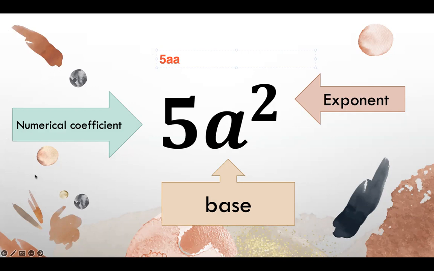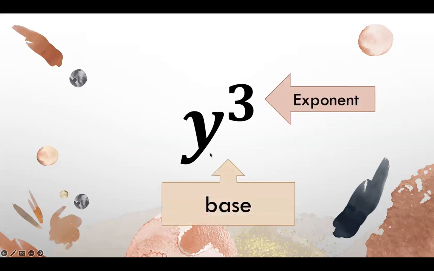Okay, so let's have another example. y cubed. So the 3 here is our exponent, y is our base. Okay, so if we write this in expanded form, since the base y is being raised by an exponent 3, that is y times y times y. So y appears 3 times.